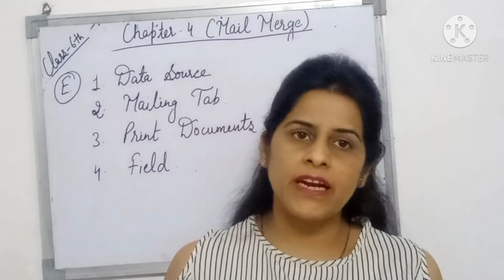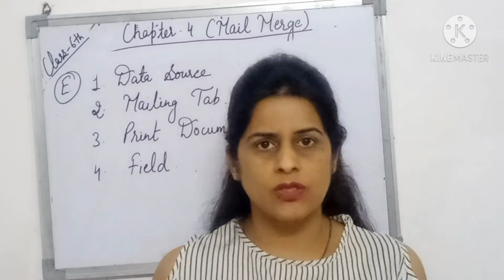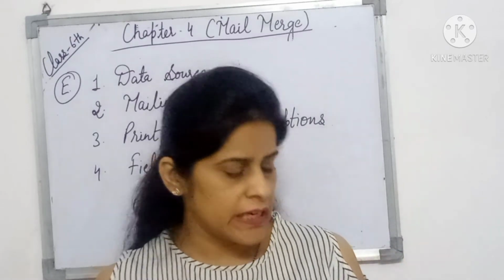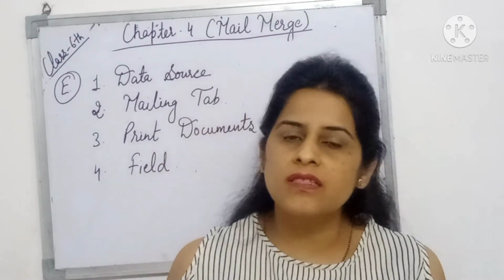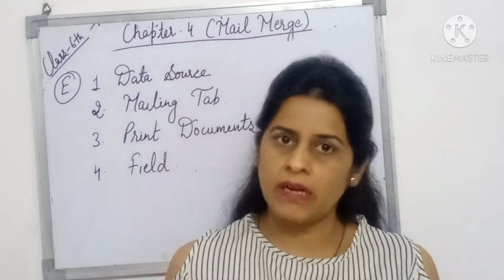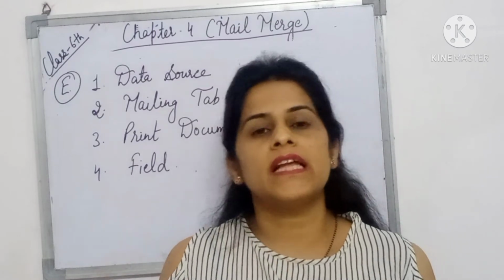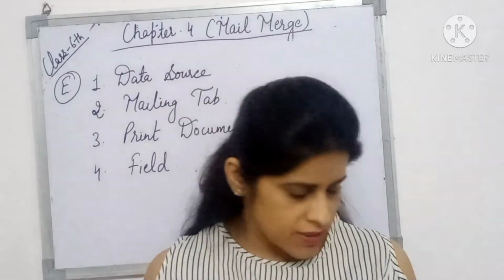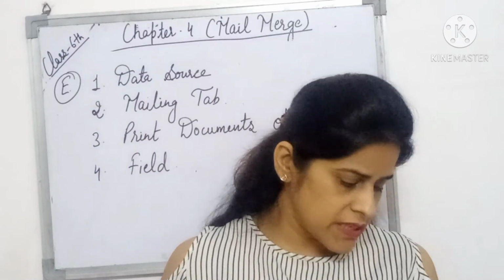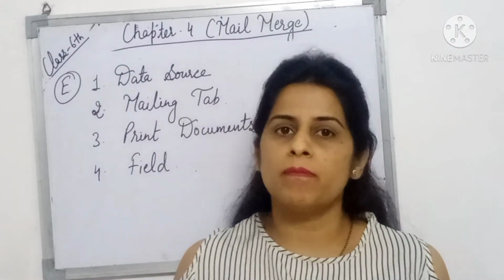Then after that there is define the term data source, in which you have to write down the definition of the data source. Next is what is the main document. Main document, in which we write the main content of our document, is known as the main document. And data source, in which we maintain the list of the mailing addresses. Next is what are the main steps involved in the mail merge. Which steps we will follow to create a mail merge.